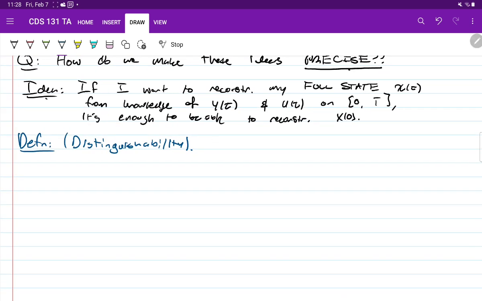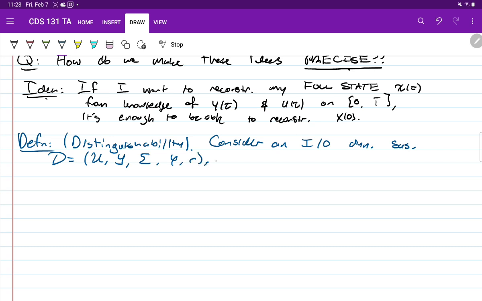Again, I'm going to state this definition for an abstract dynamical system, and then we'll specialize a little bit later. So consider an IO dynamical system, which I'll call D. It's going to have an input space U, an output space Y, state space sigma, state transition map phi, and readout map R. Let's say we also have a time set T and IO map rho.